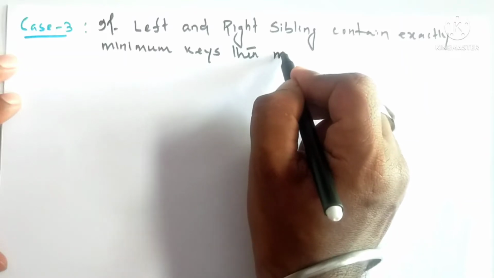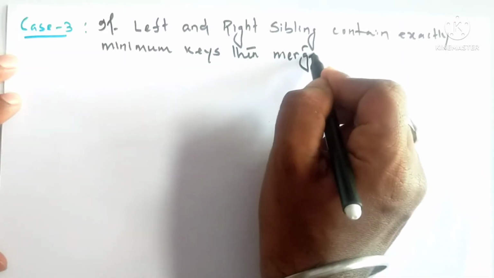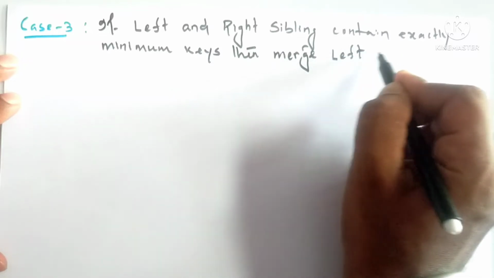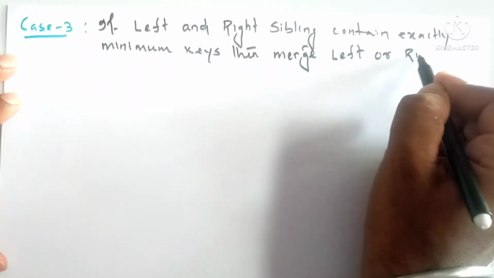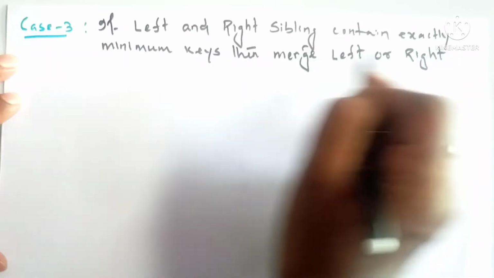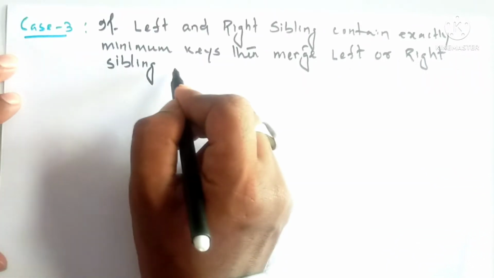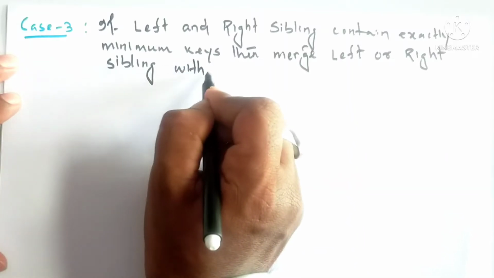Then merge the left or right sibling with the parent.